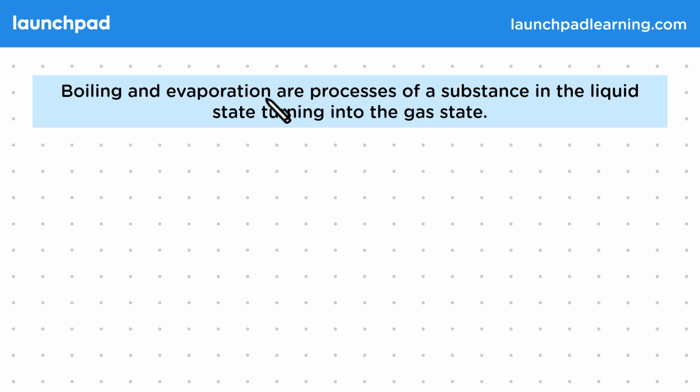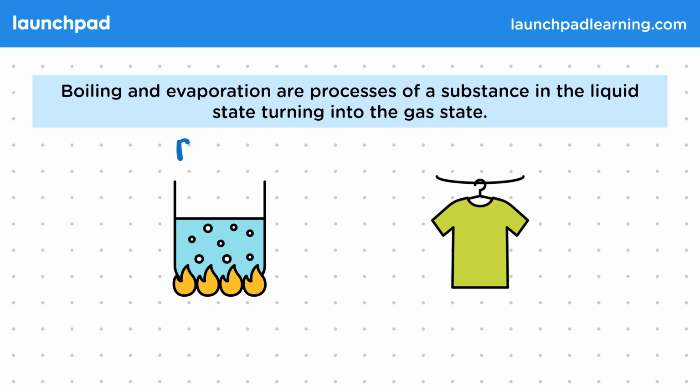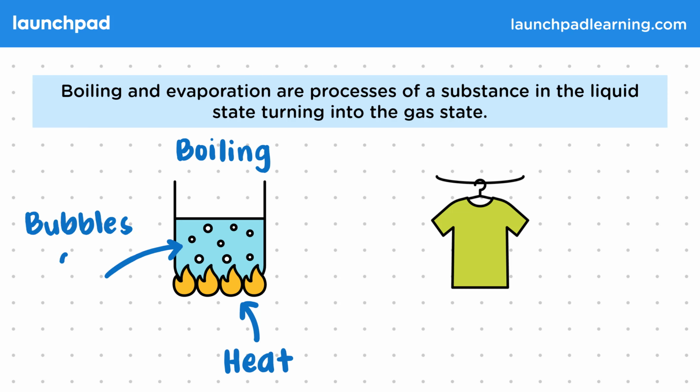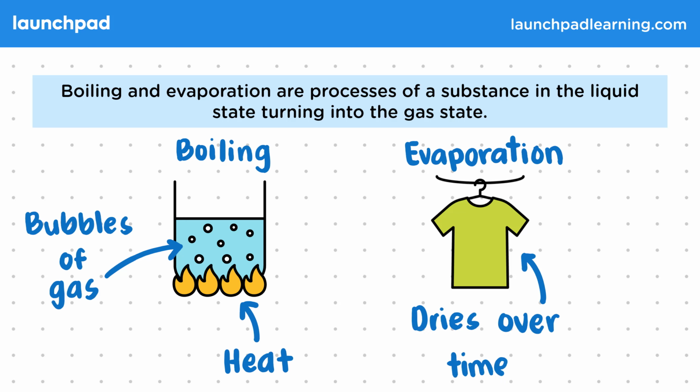Boiling and evaporation are processes of a substance in the liquid state turning into the gas state. So to boil water, we need to supply enough heat to it, and then we will see bubbles of gas forming inside. Drying clothes is a good example of evaporation. The absorbed liquid within the material turns to gas as the clothes dry over time.